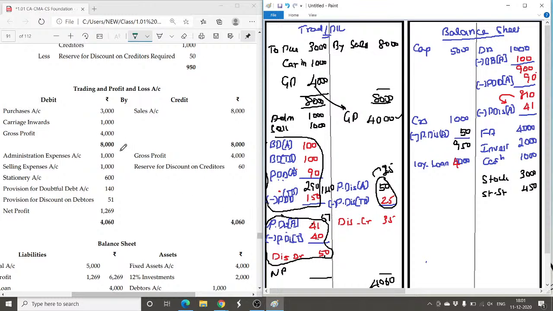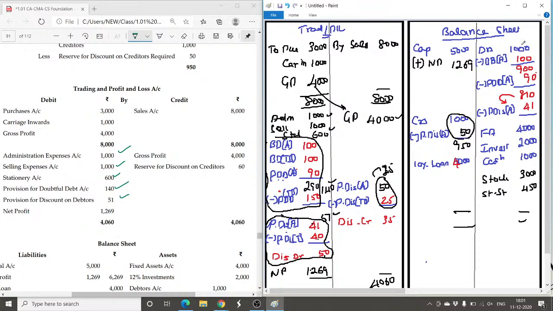So in the text I have given the 1,000 rupees, 1,000 rupees, selling expenses 1,000 and 1,000, and stationery 600. We have to post that stationery. I have not posted that. That is again 600 rupees. And provision for doubtful debts 140 we have arrived at, and provision for discount on debtors 51 and 51 arrived. So if I tally, then definitely I will get the net profit, which is 1,269. It is a part of the owner's fund. So I am going to add here. So net profit being 1,269. So here the creditors is only 950 after subtracting the 50 rupees.